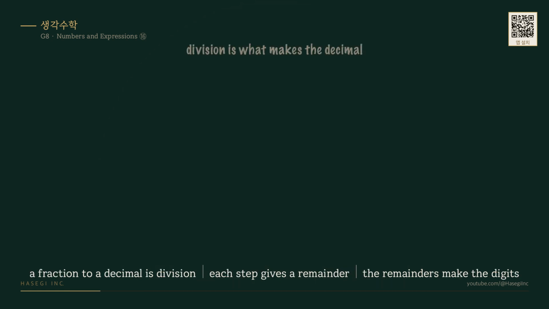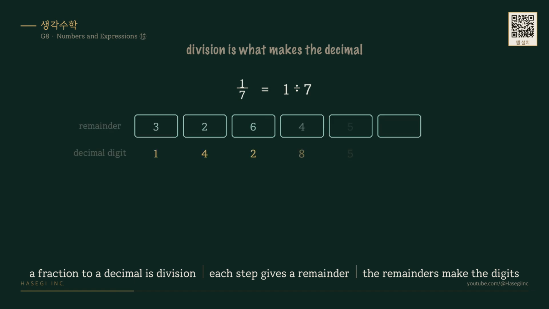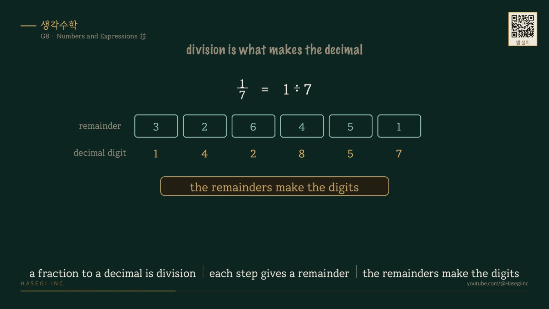Turning a fraction into a decimal is really just division. Keep dividing and each step hands you a remainder. For 1/7, the remainders run 3, 2, 6, 4, 5, 1. Those remainders are what produce the digits after the point. So watch the remainders and you can see the decimal's fate.